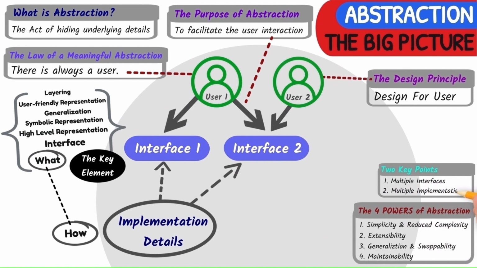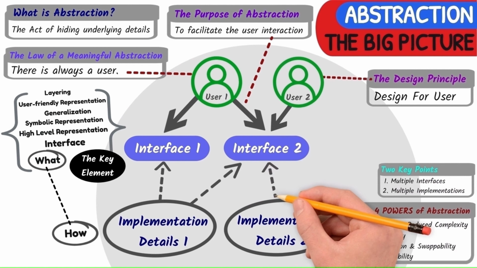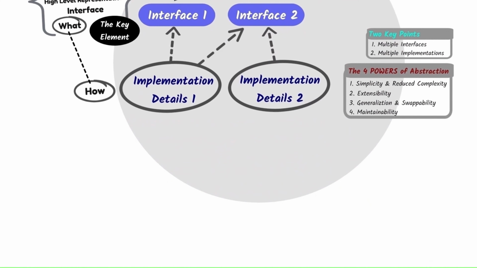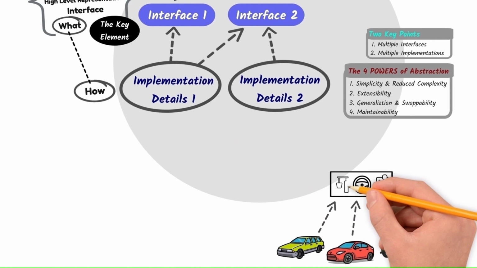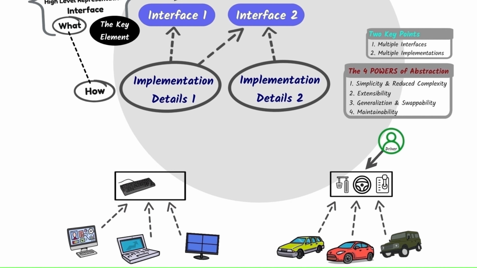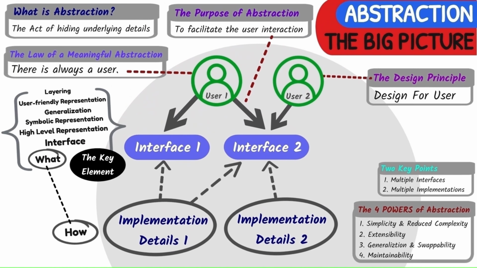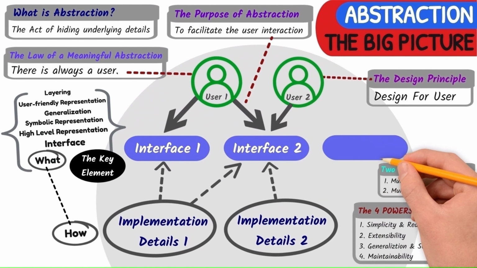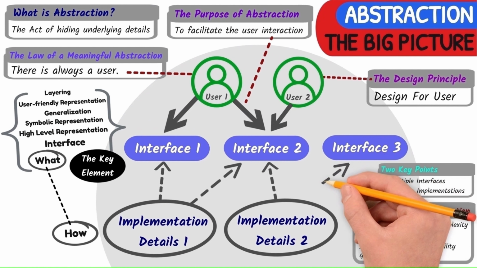Number two, there can be multiple implementations for the same type of interface. So, for example, the internal mechanics of different cars may vary from each other significantly, but almost they all use the same type of steering. Similarly, the internal architectures of different computers might differ greatly from each other, but we still interact with them in the same way. This means we have the same type of interface, but different implementations. One interface, many implementations.